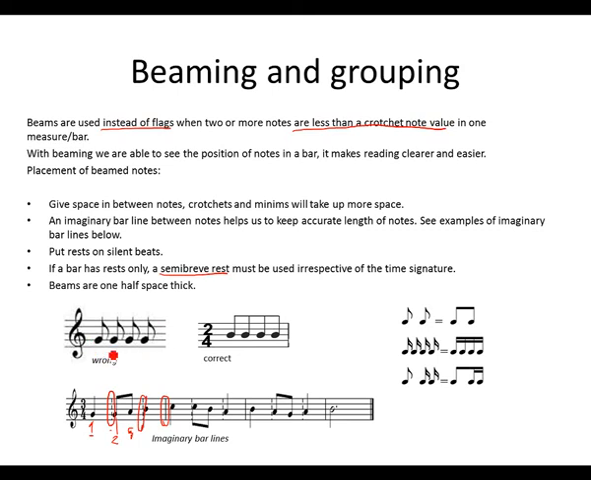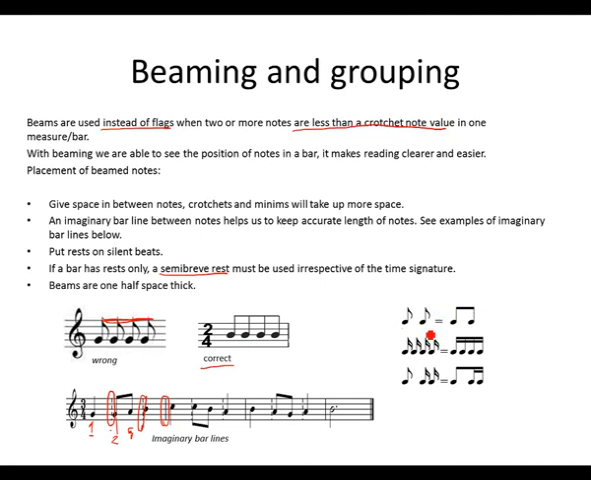This is an example of quavers. We have 4 quavers. Now this is wrongly notated. Why? These quavers are supposed to be beamed together, joined together. Let's take a look at an example where they are beamed together correctly. You see here, this is the correct example of notating 4 quavers. You join them together. You do not leave them out separately.